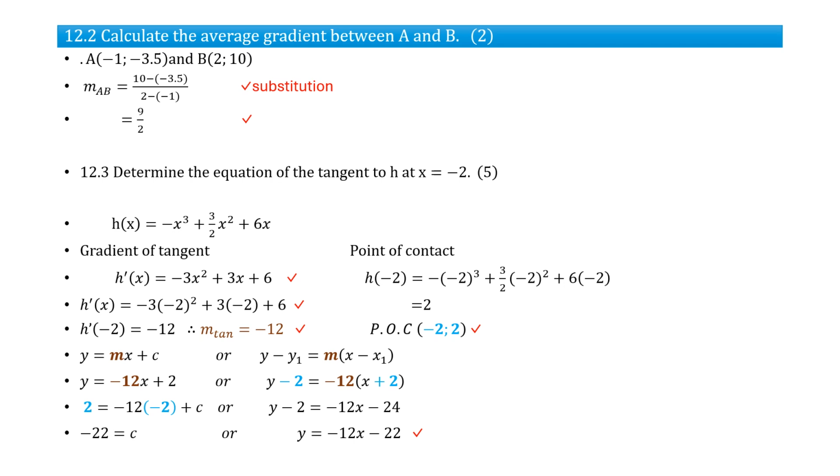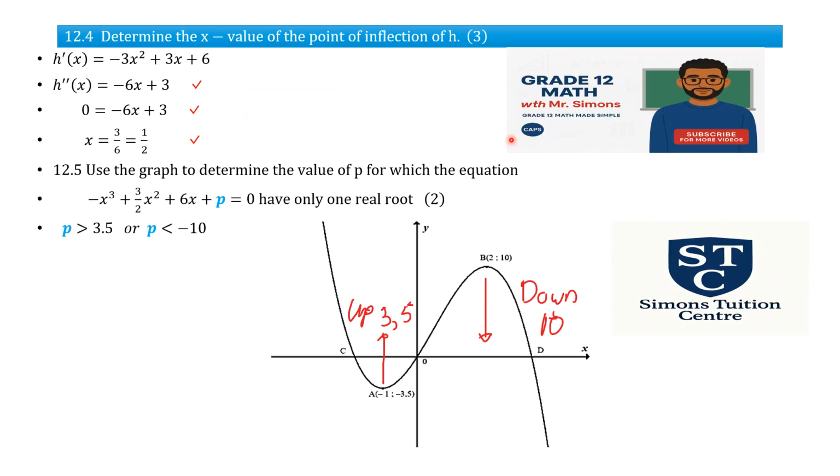Right, now let's look at the next question. Determine the x value of the point of inflection of h. So when you see point of inflection, know you're working with second derivative equal to 0. So the first derivative was minus 3x squared plus 3x plus 6. If I derive a second time, 2 times negative 3 would give me negative 6x. 1 times 3 would give me 3, and the constant falls away. Then I must equate my second derivative equal to 0. So second mark for that. If I take minus 6x over to the other side, 3 divided by 6 simplifies to half. So my x value for the point of inflection is half.